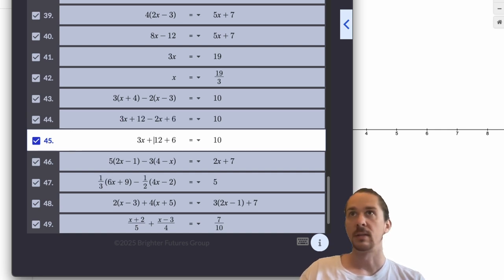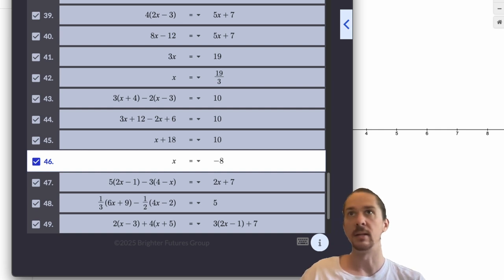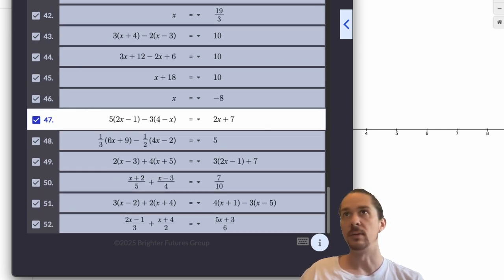So collecting our like terms, that's very nice. We have one amount of x, and then we have plus 18. And if I subtract the 18 from both sides, we get that x is negative 8. Excellent. Okay, in this example, let's start by expanding our bracket.